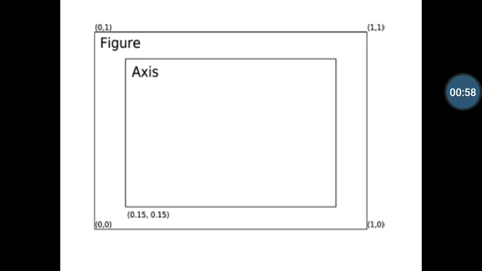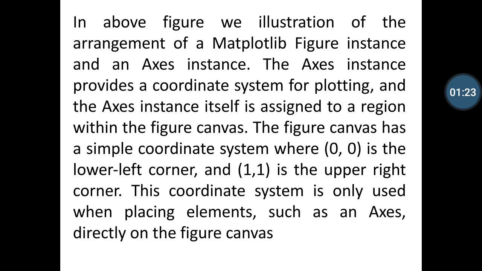Students, look at the slide figure. It displays a graph indicating four instances or numbers such as x axis, y axis, 0 0, 0 1, 1 1 and 1 0. In the above figure we have an illustration of the arrangement of a Matplotlib figure instance and an axis instance.